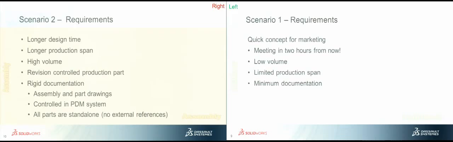Now for assemblies, the design scenario is a little different. We've got a little more time to design this, but we're not just making a couple of quick prototypes. This is something we intend to produce and make a lot of copies. So it's going to be a high volume project. We need to make sure we have revision control on the project, and documentation will be far more rigid. We're probably going to have to put this into a PDM system. In the end, all parts need to be standalone parts, so we're going to get rid of any in-context references so we don't have any fear of a part changing accidentally on us.